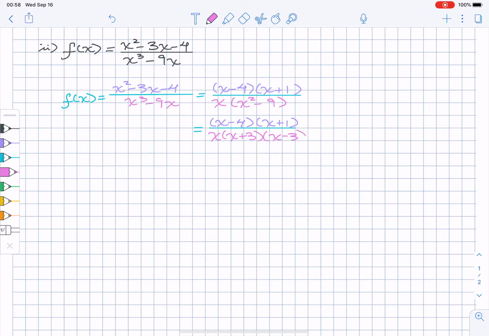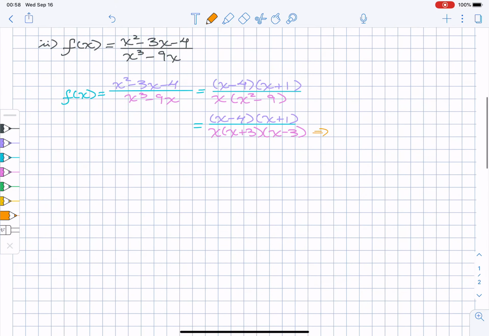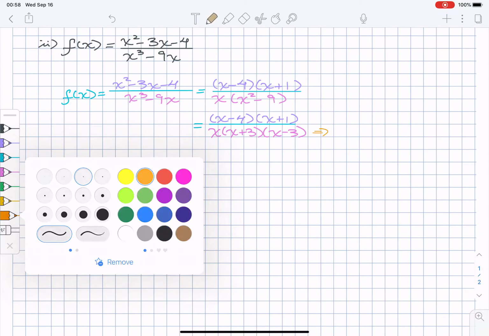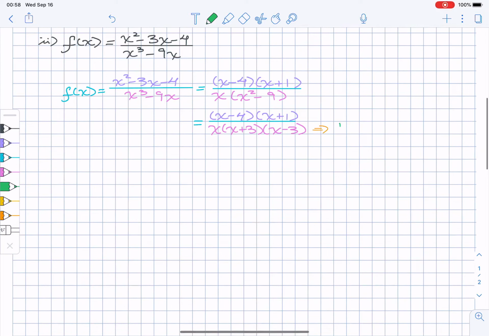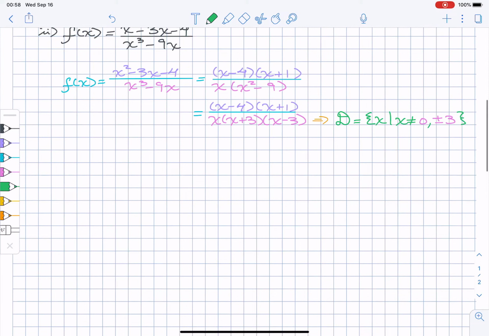x minus 3. So therefore this implies that the domain is going to be all values of x except those which make the denominator 0, namely 0 and plus or minus 3. So we must exclude those 3 values from our domain.